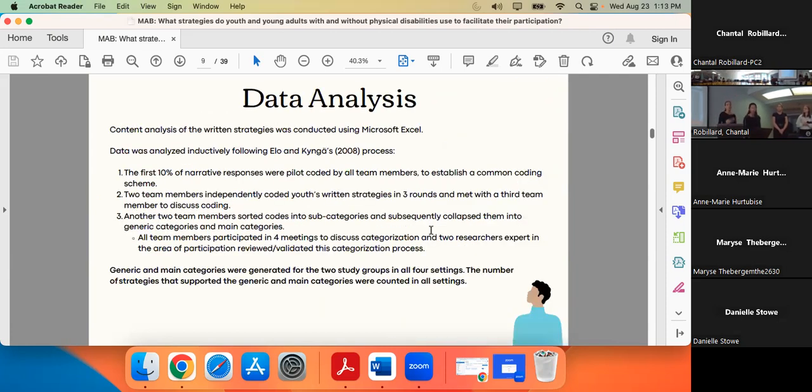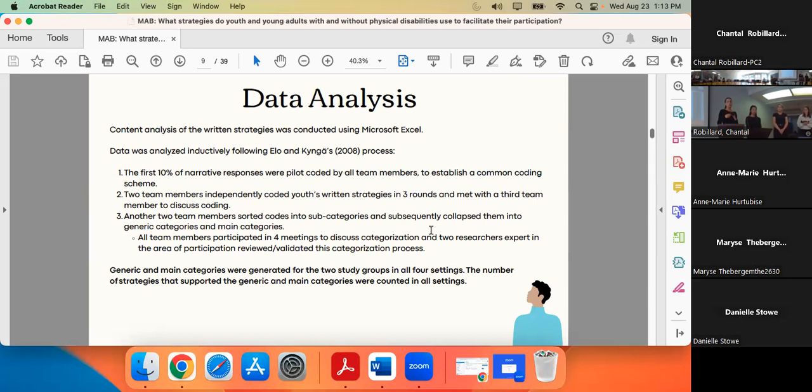So in terms of data analysis, we content analyzed the written strategies in Microsoft Excel, and we inductively analyzed them following Elo and Kyngäs's process. So there were basically 3 steps that we did. We started with coding, which was 2 steps.